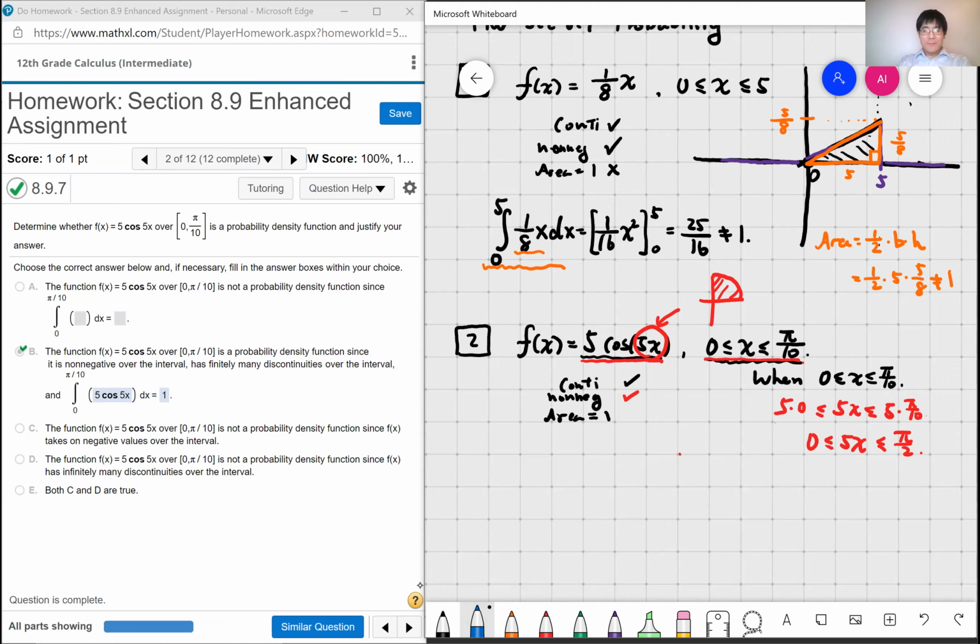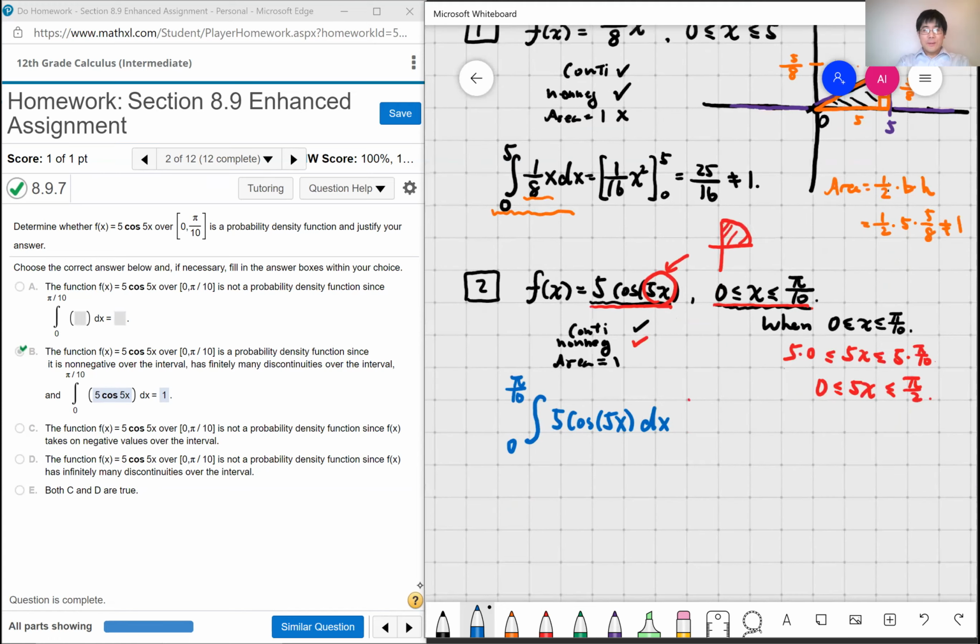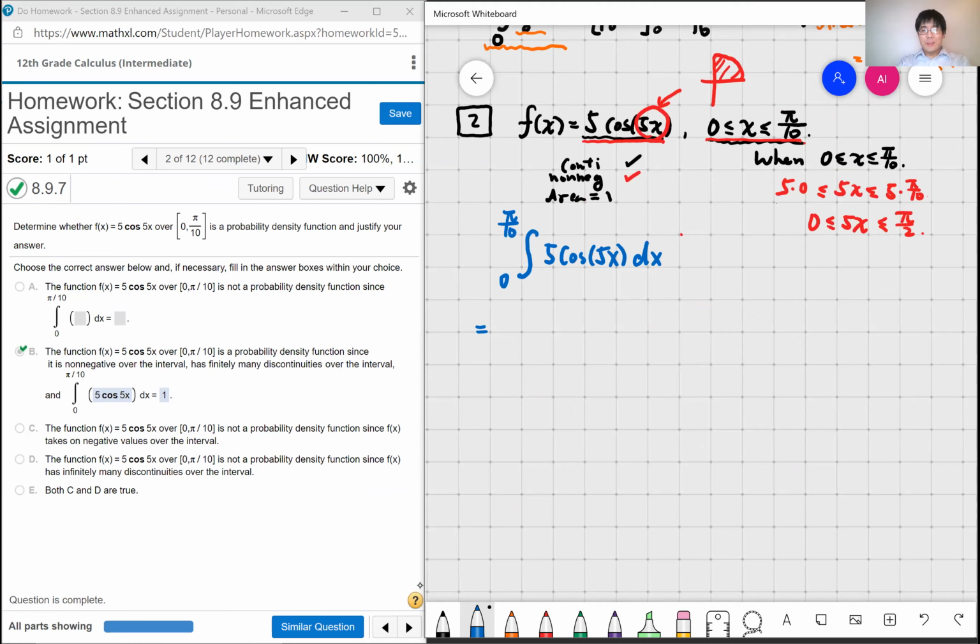Third thing to check is area. So let's find the area by integrating the function over the whole interval 0 through pi over 10. So the integration of cosine of kx is, remember the integral of cosine of ax plus b is equal to sine of ax plus b, but you have to divide it by a. So this is going to become sine of 5x, but you're going to divide it by 5. So actually the 5 is crossing out. So this is the antiderivative, and you plug in these two numbers.